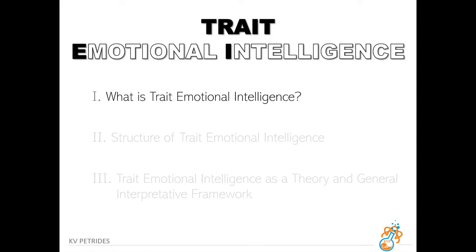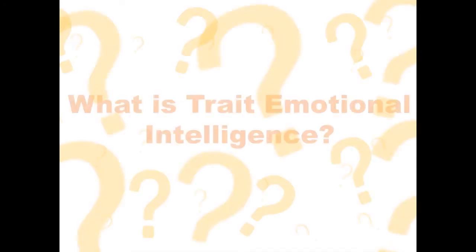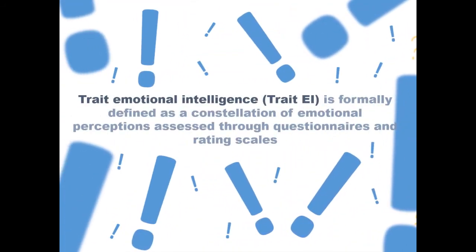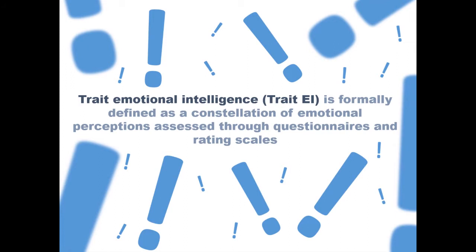Let's start by providing a background to the construct of trait emotional intelligence. So, what is trait emotional intelligence? Trait emotional intelligence, or trait EI, is formally defined as a constellation of emotional perceptions assessed through questionnaires and rating scales. It is a theory that integrates the domains of personality traits, emotions, and intelligence broadly defined. Hence, trait emotional intelligence.